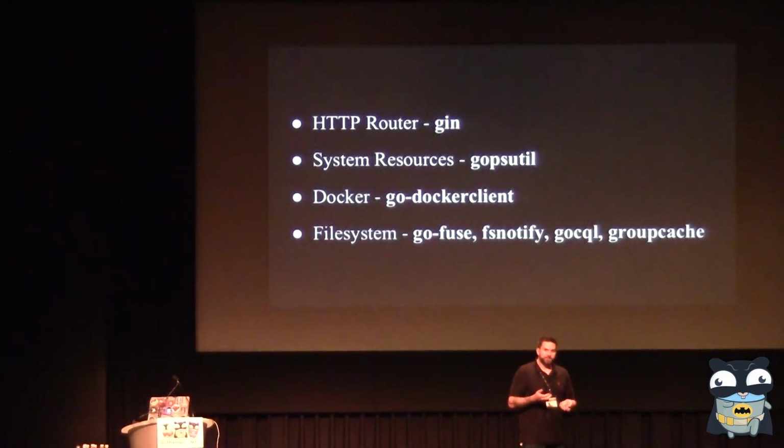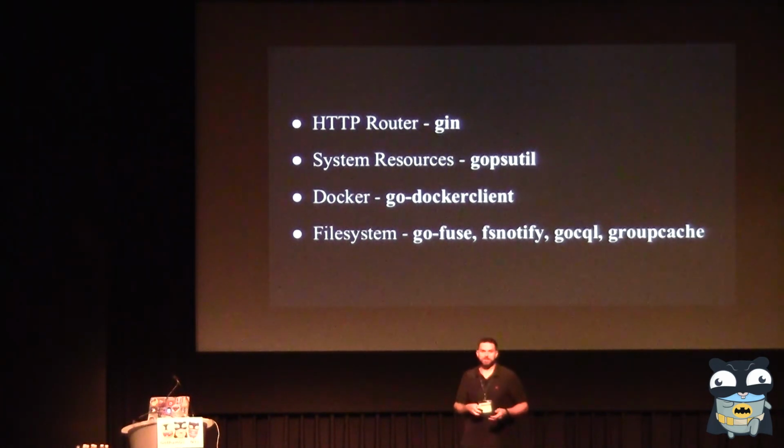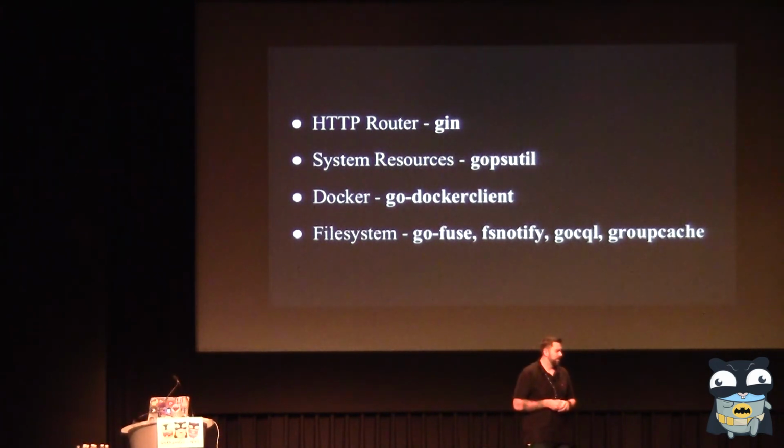I didn't build it all from scratch. I had to use some things, mostly purely by choice. I didn't want to reinvent the entire wheel, or at least wanted some things that were easier to change over time. For my HTTP router, I chose Gin. For my system resources, I use psutil, the Go implementation, the Docker client, and for the file system, I used a couple of different libraries to help me manage my FUSE file system.